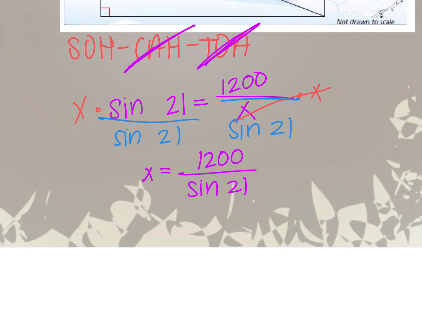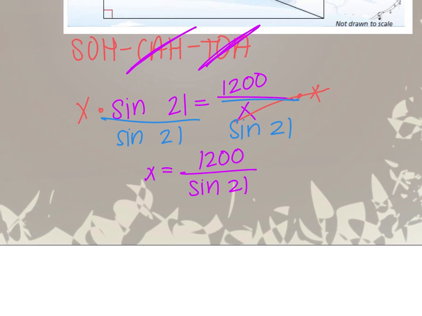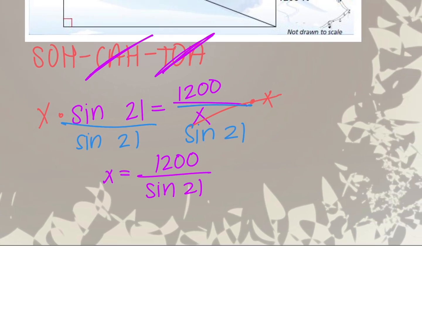Plugging it into your calculator. They want you to round it to the nearest whole number. I'm going to have 1,200 divided by sine 21. If you plugged it in correctly, your answer is going to be x equals 3,349 feet. And that's your answer.